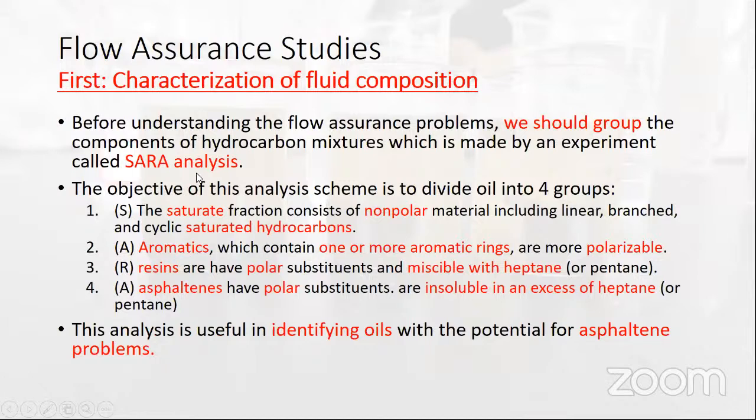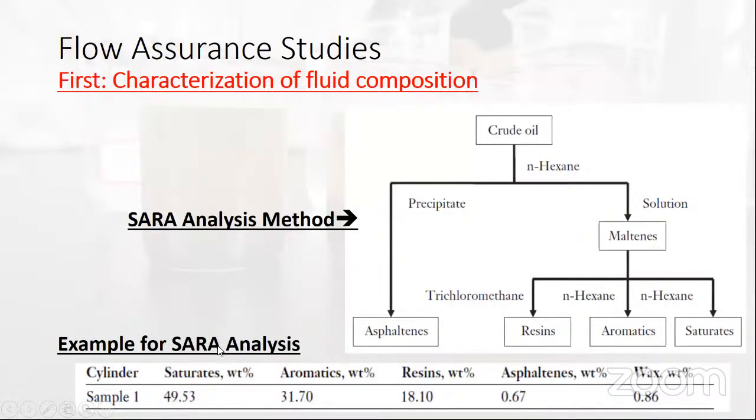The SARA analysis is very, very important for identifying oil that will have asphaltene problems. This plot shows the method for applying the SARA analysis. We begin with the crude oil sample, then we add some hexane, so the asphaltenes will be deposited. Then adding more hexane, the other 3 groups will be deposited. The resins will be deposited by adding the trichloromethane. Then adding more hexane, the aromatics will be deposited, and finally the saturates will be in the solution.